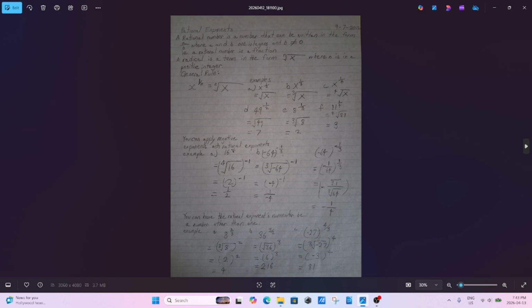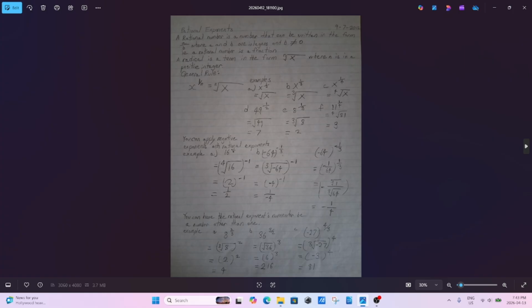Rational exponents. A rational number is a number that can be written in the form a divided by b, where a and b are integers and b does not equal 0. So a rational number is a fraction. A radical is a term in the form nth root of x, where n is a positive integer. In general, x to the 1 divided by n is equal to the nth root of x.